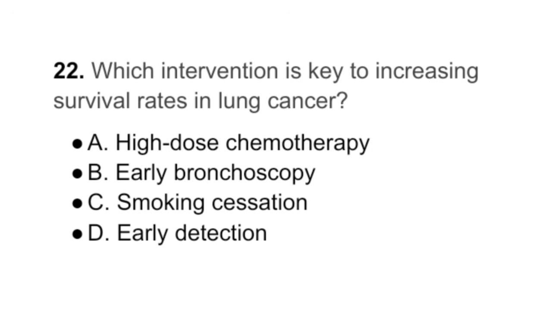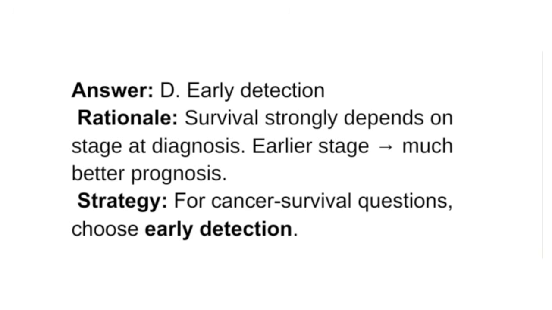22. Which intervention is key to increasing survival rates in lung cancer? A. High-dose chemotherapy. B. Early bronchoscopy. C. Smoking cessation. D. Early detection. Answer, D. Early detection. Rationale: survival strongly depends on stage at diagnosis. Earlier stage means a much better prognosis. Strategy: for cancer survival questions, choose early detection.